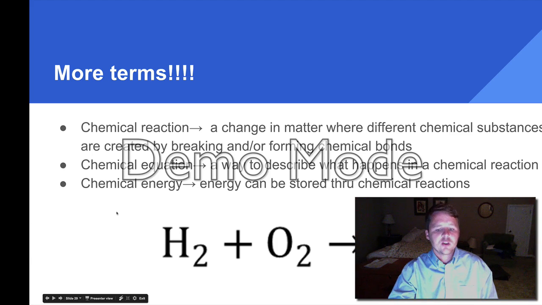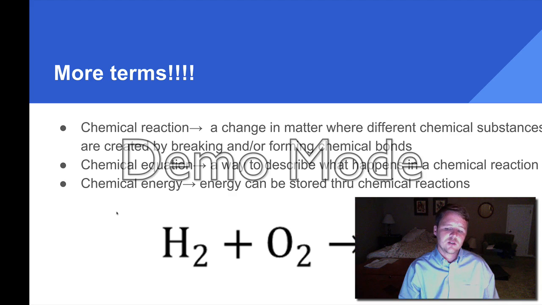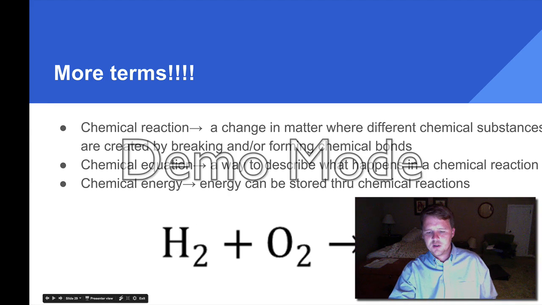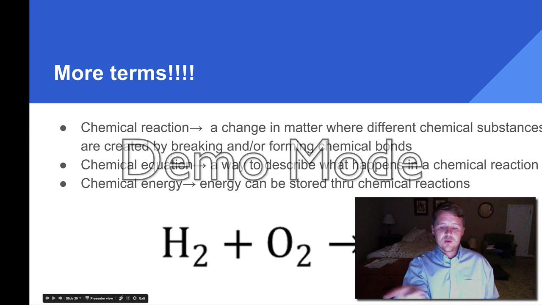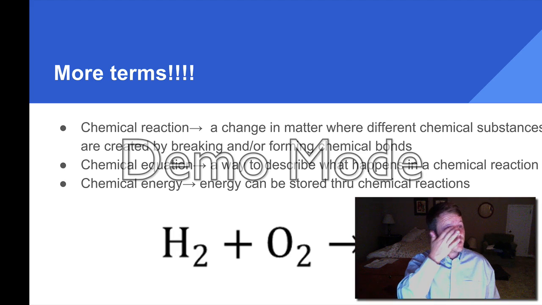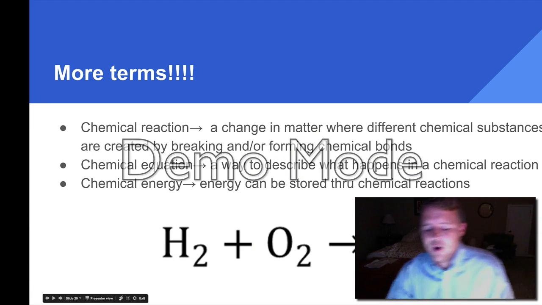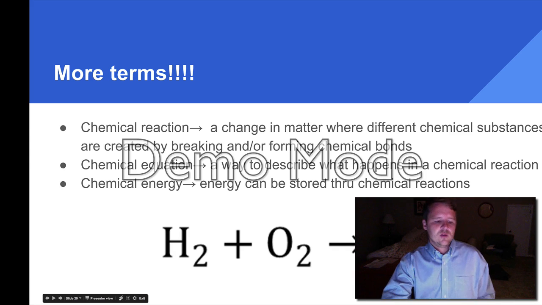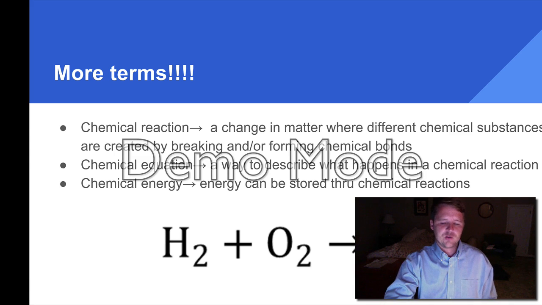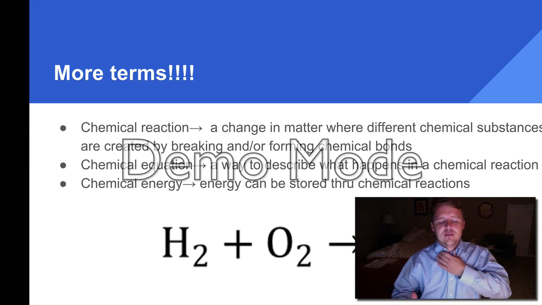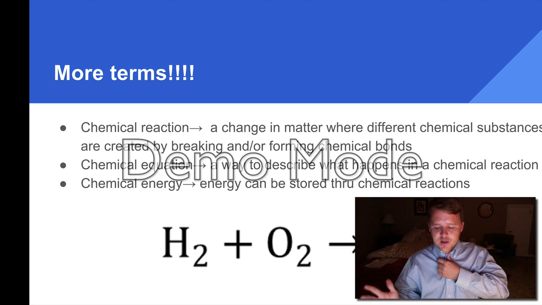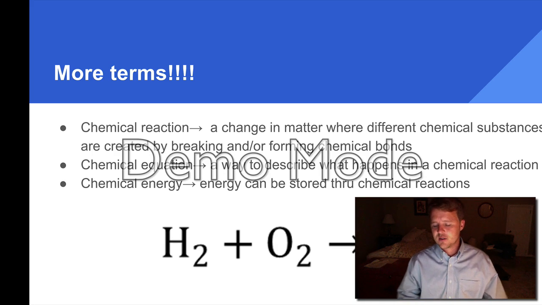Chemical energy. Energy can be stored through chemical reactions. And actually, I'm not for sure which way it is, but one of the 2 ways that this reaction goes, it actually releases a lot of energy. And if they can ever harness that, I mean, we would have an immense amount of energy on this Earth.